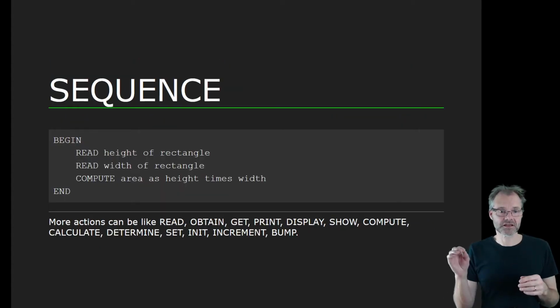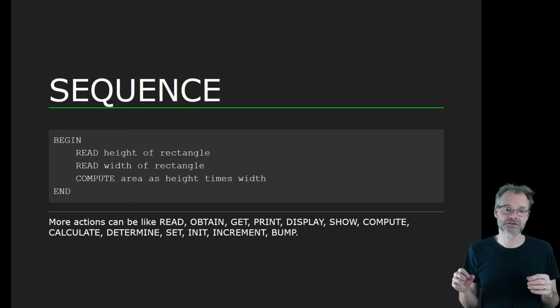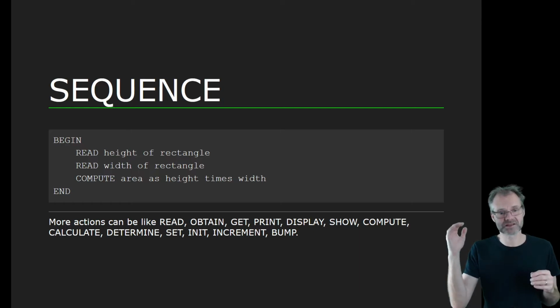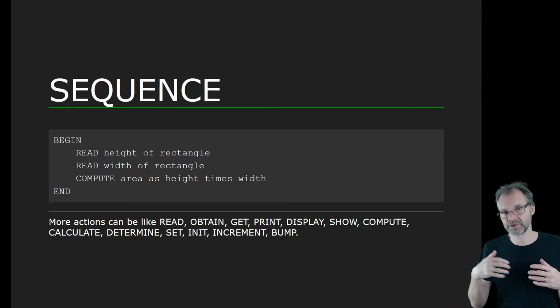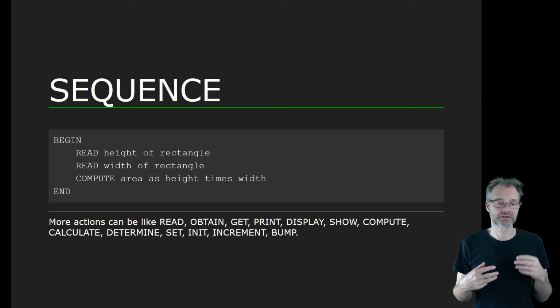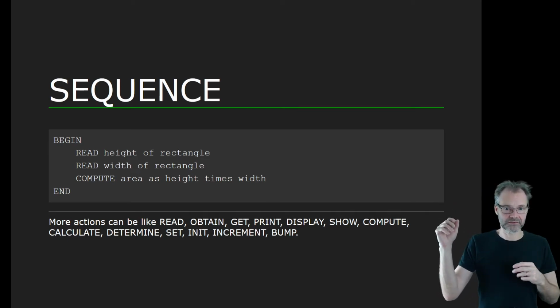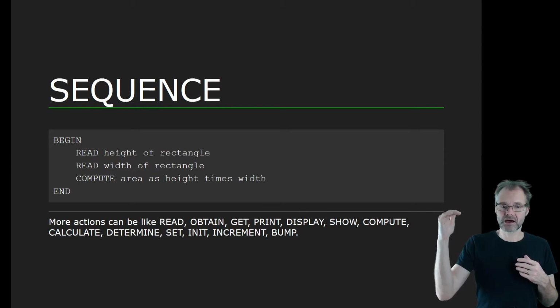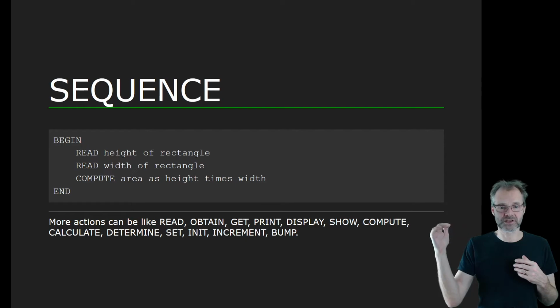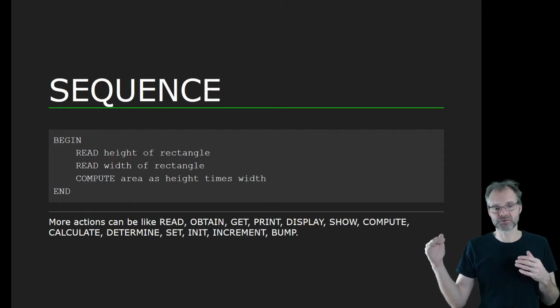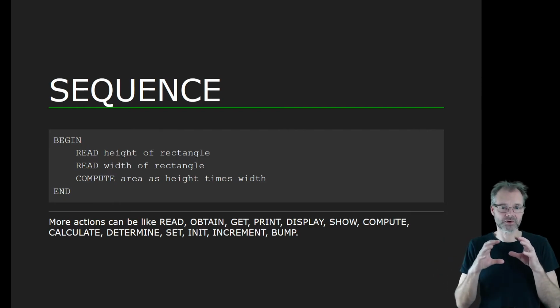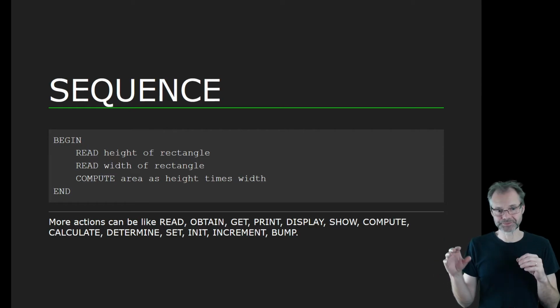Here is an example of how a sequence could be defined, and here we also see that we could use begin and end to be very obvious how this is going to look. And let's read this sequence. Read the height of a rectangle, read the width of a rectangle, compute the area as height times width. So this is a good example of what we're talking about with pseudocode.